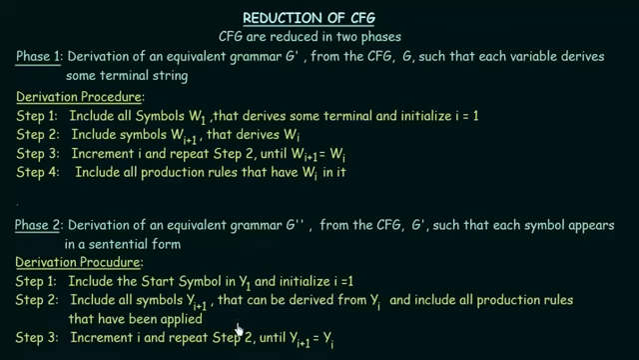So you will continue doing this. You will continue including the symbols that can be derived from the symbols in the previous step and make new sets until you reach a stage where two consecutive steps produce two sets containing the same symbols. At that time you will stop the procedure and we will include the productions that we obtained in the last set Yi. Okay, so that is phase number 2, and following phase 1 and phase 2 we can obtain the reduced context-free grammar.